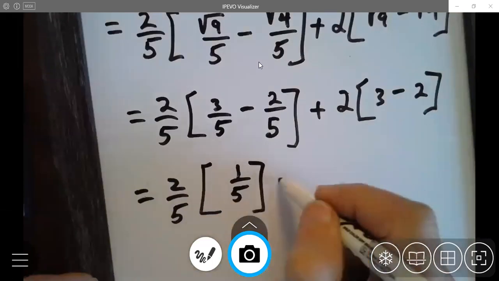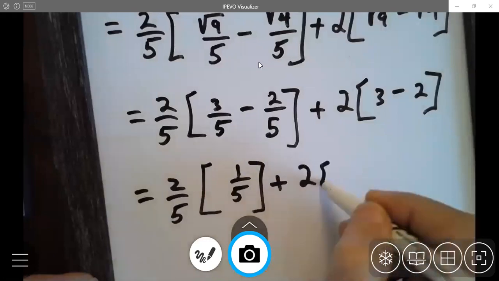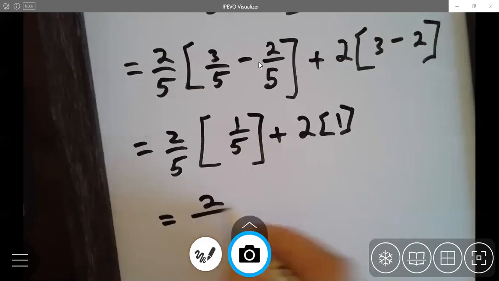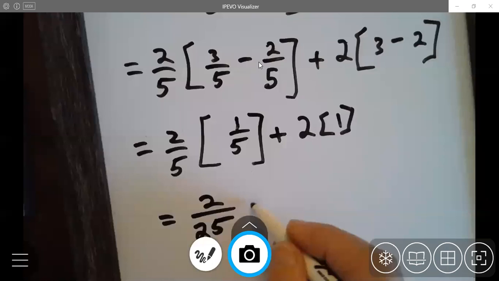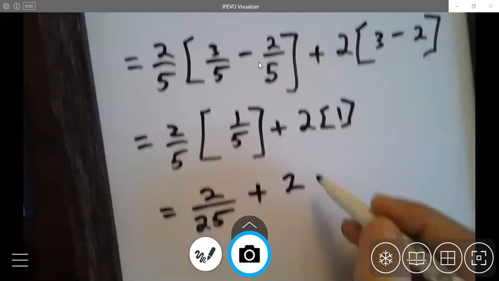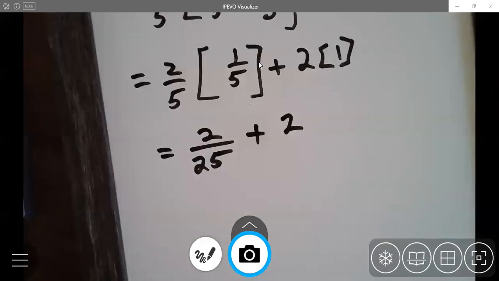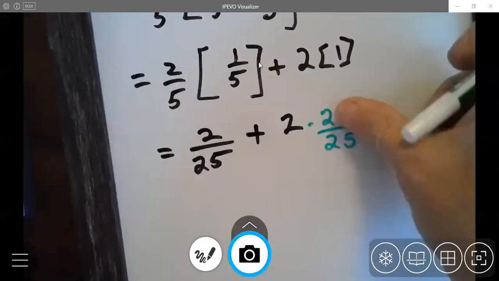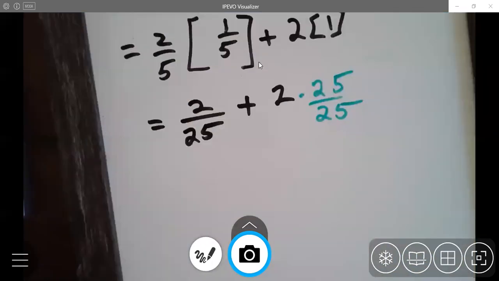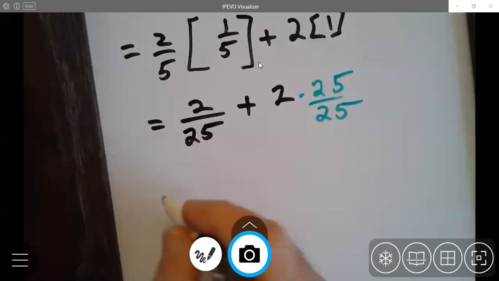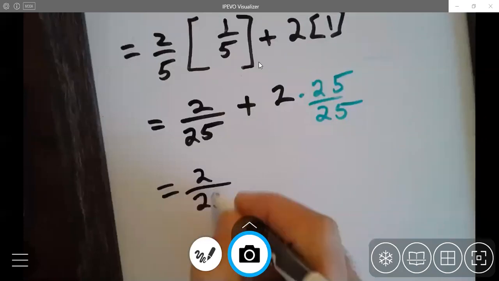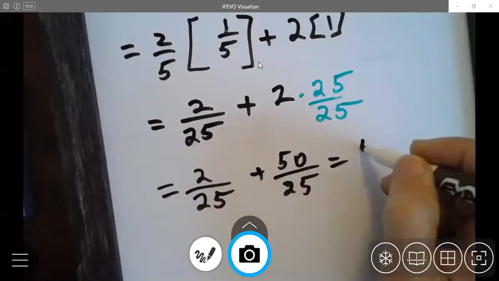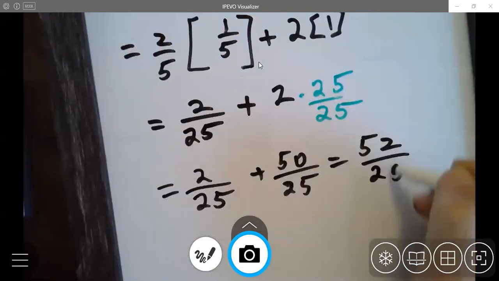And then 3 minus 2, that's 1. So that'll just be 2 times 1. And so this will be 2 times 1 is 2. 5 times 5 is 25. Plus 2 times 1, that's just 2. Well, we need a common denominator, right? So we need to multiply by 25 over 25. And so that'll be 2 over 25. 2 times 25, that's 50 over 25. So that'll be 52 over 25.